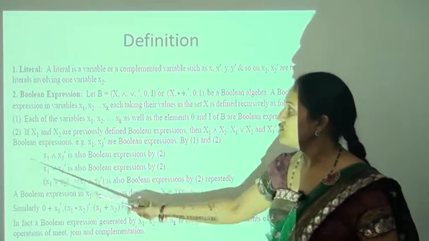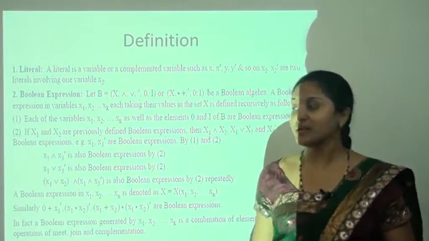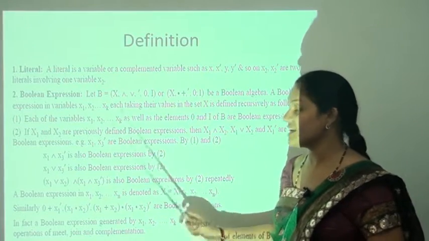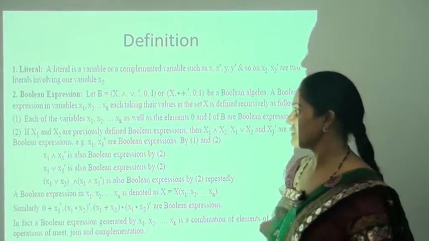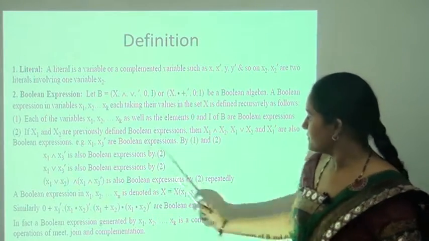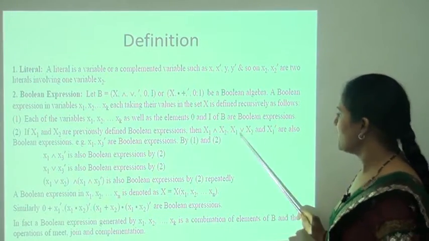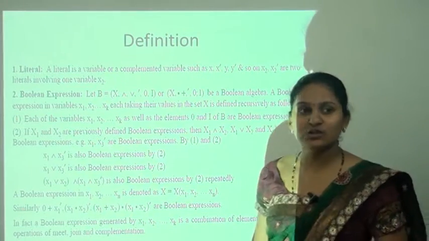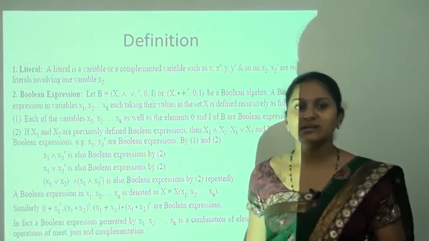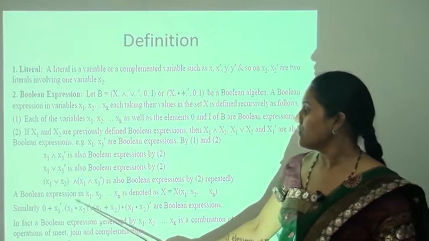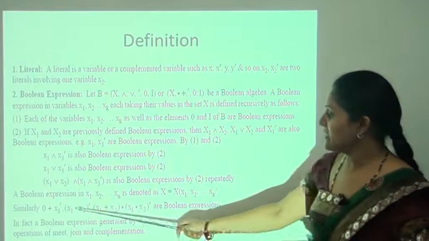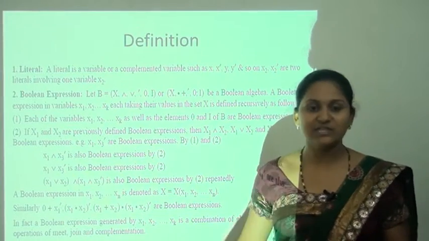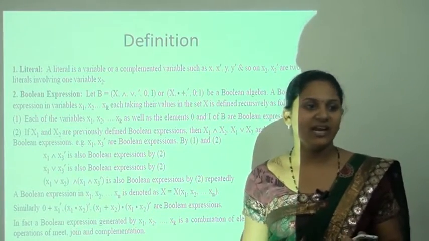Meaning, a Boolean algebra is a set, and if we take x1 to xk and with them 0 and 1, then that can be an expression. Again, x1 and x2, x1 or x2 are also elements of that set. So these are Boolean expressions. Similarly, we can make many more examples using these elements.